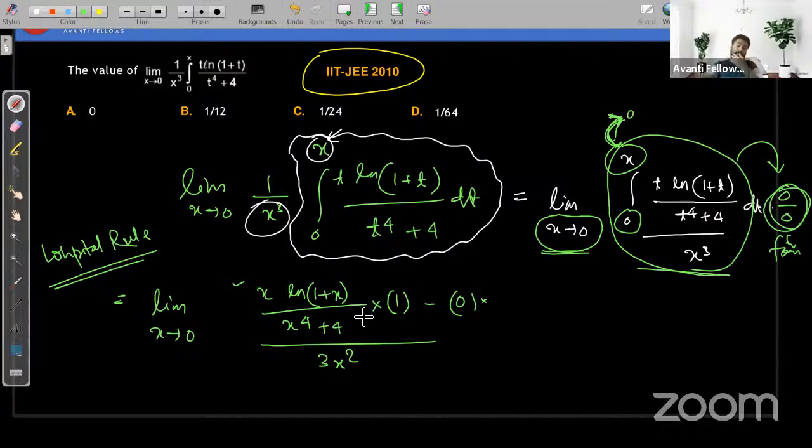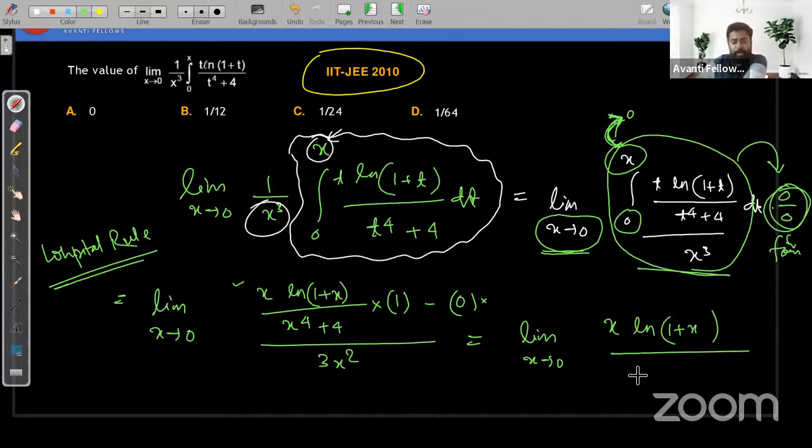Now after differentiating the numerator and denominator, let's put the limit again and check whether we are getting a finite limit or not. So if you write this cleanly, limit x tending to 0, x ln of 1 plus x divided by 3x square into x to the power 4 plus 4. So from here, x will be cancelled out.